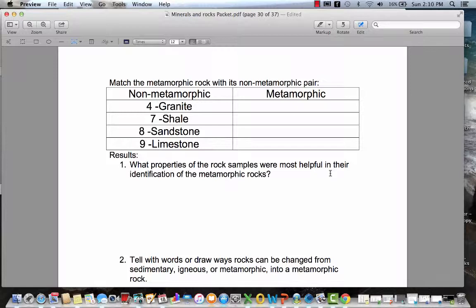So the same thing is happening here. We have our non-metamorphic parent rocks, and we're going to try and match it up with the metamorphic daughter rocks. We always call them daughter rocks. So you're going to be looking at characteristics that are similar amongst them. They might not be exactly the same. In fact, they're not going to be exactly the same, because metamorphic rocks have undergone change, but we'll have similar characteristics, things that look alike.